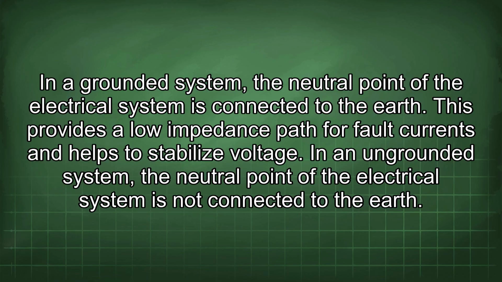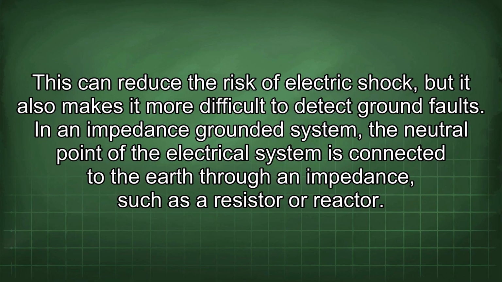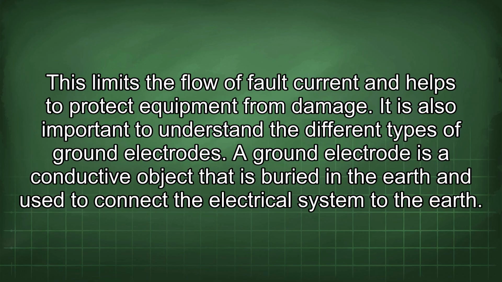In an ungrounded system, the neutral point of the electrical system is not connected to the earth. This can reduce the risk of electric shock, but it also makes it more difficult to detect ground faults. In an impedance grounded system, the neutral point of the electrical system is connected to the earth through an impedance, such as a resistor or reactor. This limits the flow of fault current and helps to protect equipment from damage.